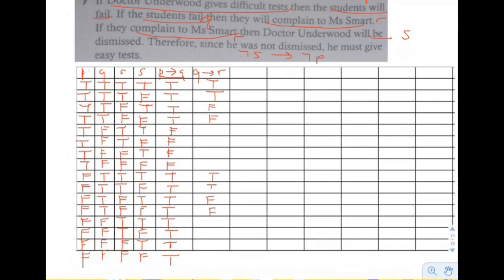And then any place Q is false, then it's fine. R can be anything you want it to be. So we can mark the false places true, right? Because that's fine. Whenever Q is false, it doesn't matter what R is anymore. Okay. So that was Q implies R.